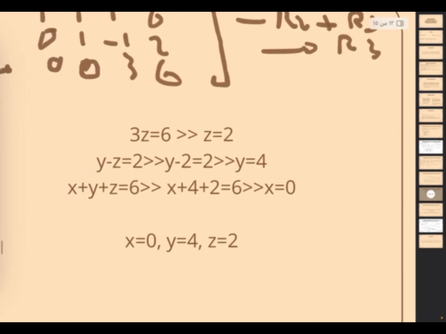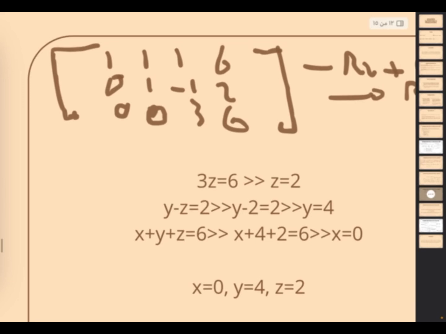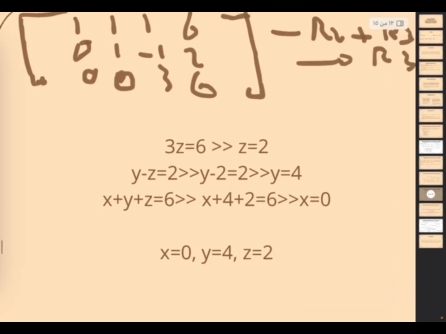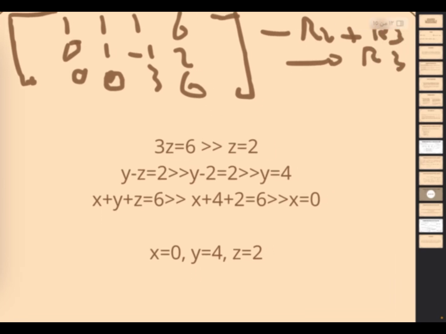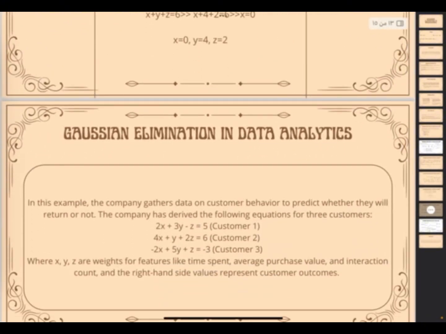And as you can see here, we can write the equation, which is 3z equal to 6 from the matrix above, and we will get that z equal to 2, and by substituting we will find that y equal to 4 and x equal to 0. And now we will move to Gaussian elimination in data analytics.